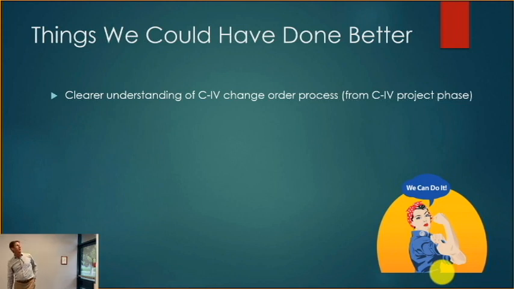Things we could have done better. Now, this is from the C4 project, so it's not part of DPSS, but I thought it was so important I wanted to include it. Clearer understanding of the C4 change order process. I mentioned this before. That's a very particular way of doing things, and I didn't understand that, and it bit me 3 times before I figured it out.